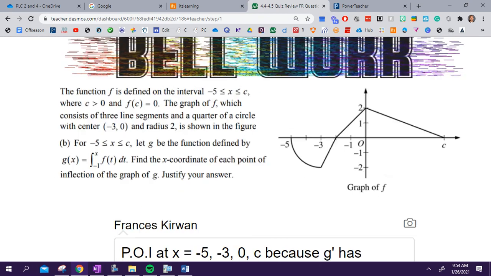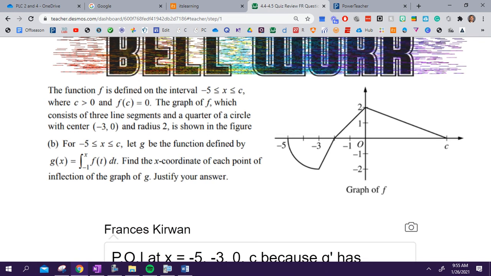This was bell work on Desmos. The function f is defined on that interval. Okay, a whole bunch of stuff is given. This is a graph of f. Let g be the function defined by the integral from -1 to x. Find the x-coordinate of each point of inflection of g. Okay, so the key to this is g is the antiderivative of f.